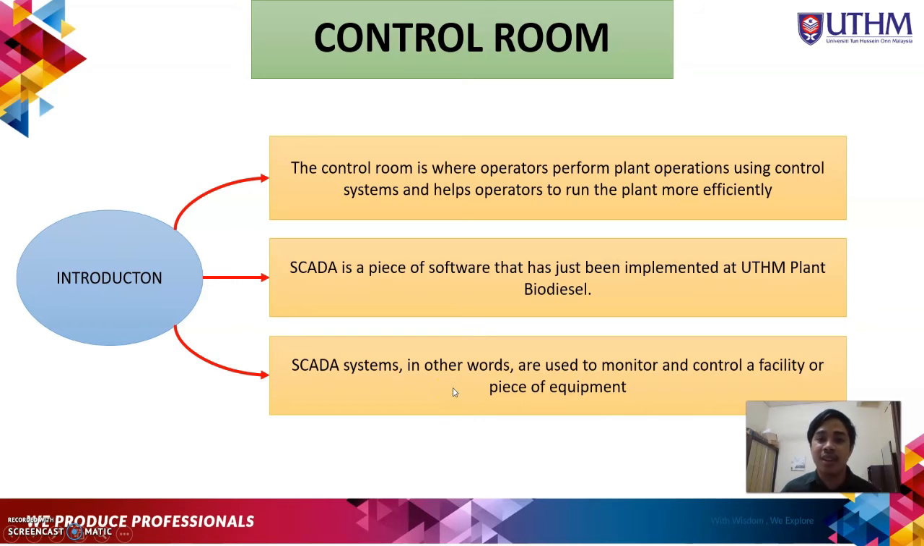Hi, Assalamualaikum. My name is Ahmad Faidin Babar and my matric number is CN180047. Now, I would like to explain about another section in the integrated biodiesel plant, which is the control room. For the introduction, the control room is where operators perform plant operation using the control system, and it helps operators run the plant more efficiently. In this integrated biodiesel plant, they use the SCADA system, which is used to monitor and control the facility of each equipment in this plant.